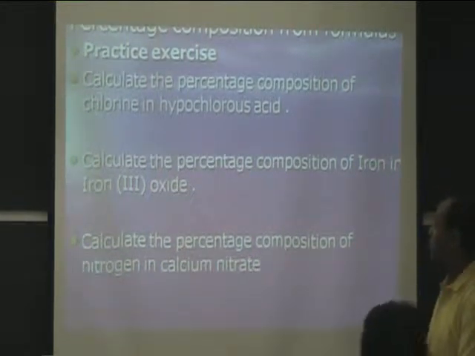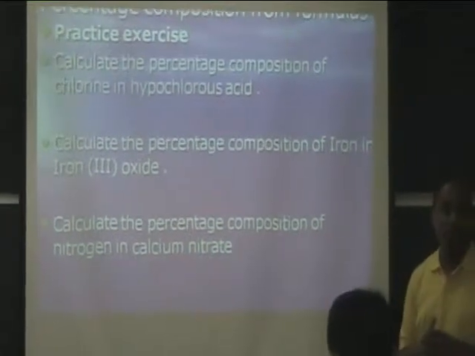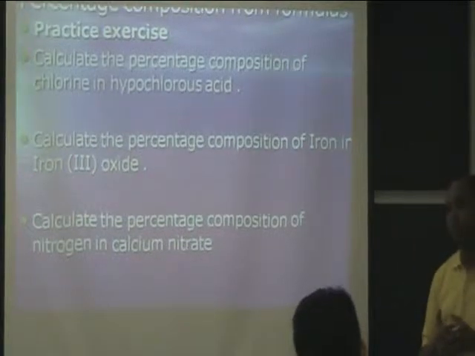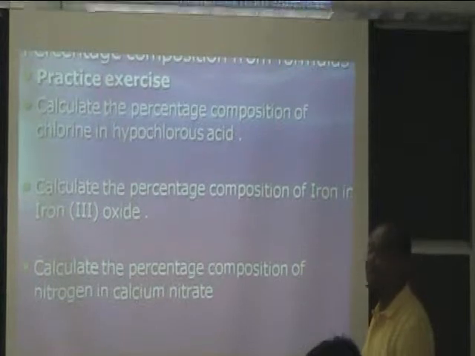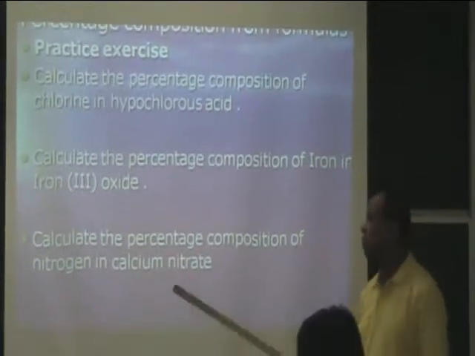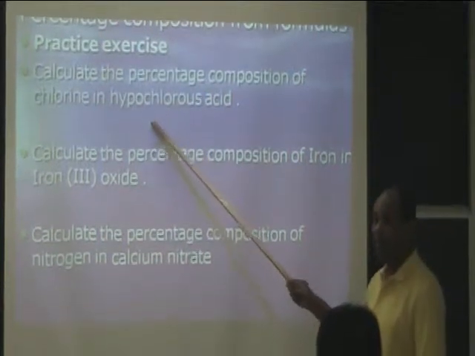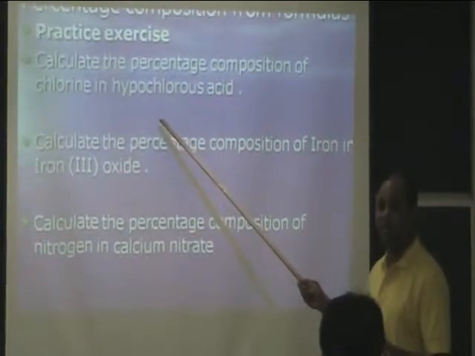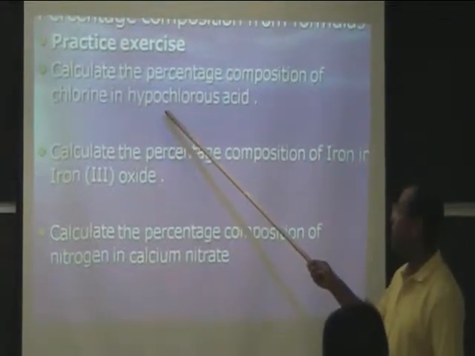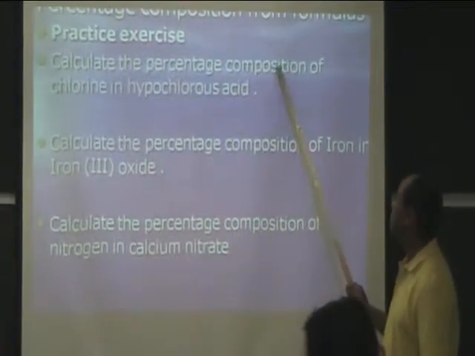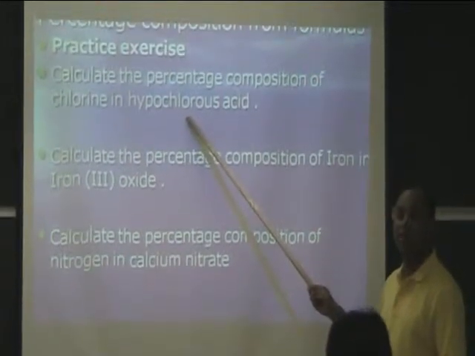The point here is not only to calculate the percentage composition of an element, it is also important to interpret the names of compounds. In chapter 2, we studied nomenclature, the naming system. So sometimes don't expect a formula to be written. It's written like this, and you have to interpret it or find the equivalent chemical formula. Here it says calculate the percentage composition of chlorine in hypochlorous acid.